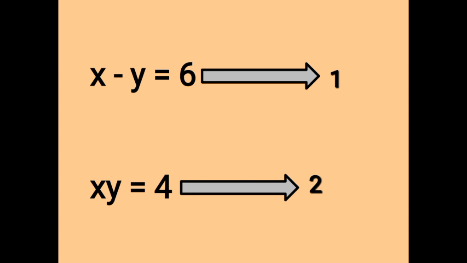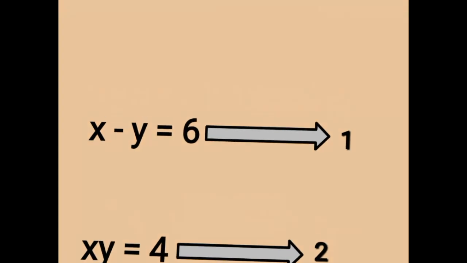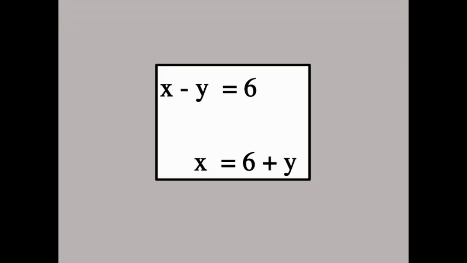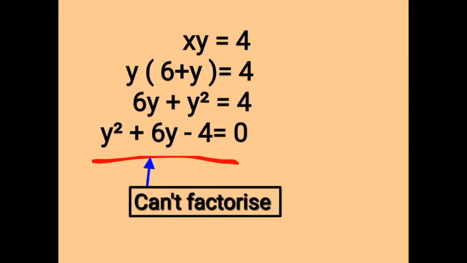x minus y equals 6 is the first equation. xy equals 4 is the second equation. Rearrange the first equation to get x equals 6 plus y. Substitute 6 plus y into the second equation in place of x. So, xy equals 4. y times (6 plus y) equals 4. 6y plus y squared equals 4. y squared plus 6y minus 4 equals 0.